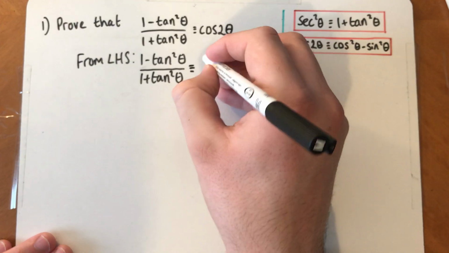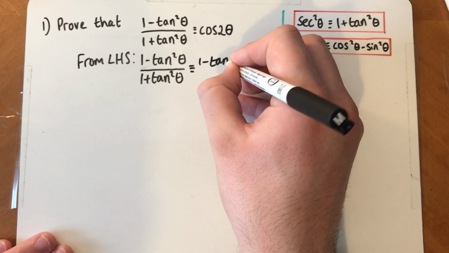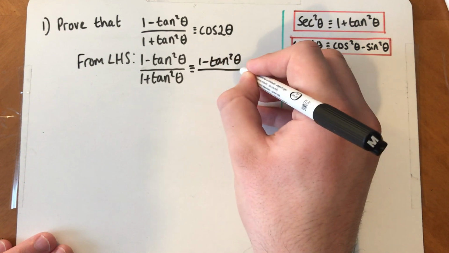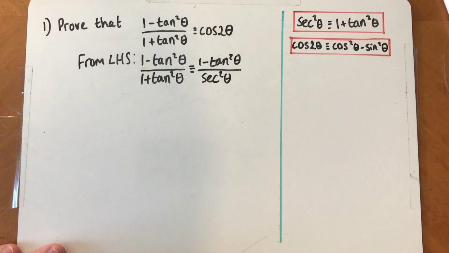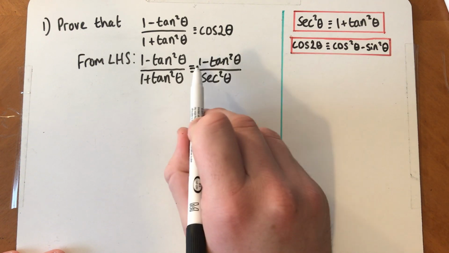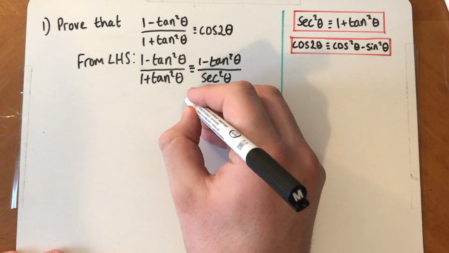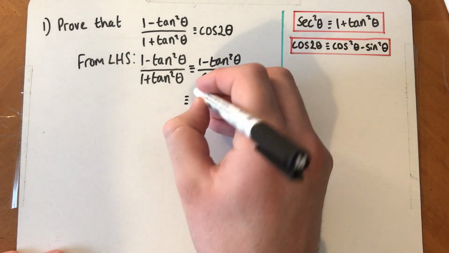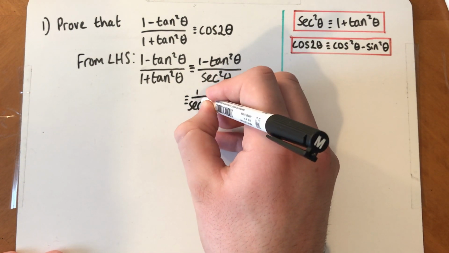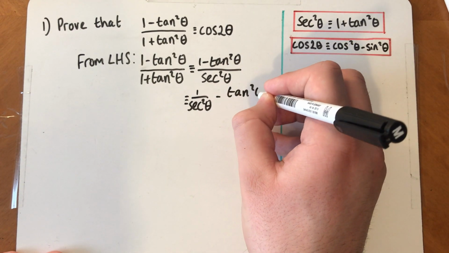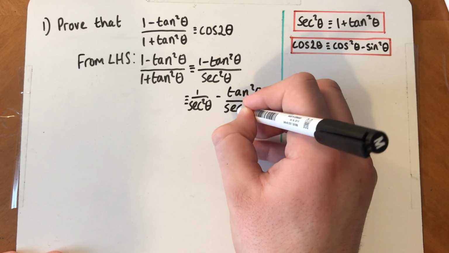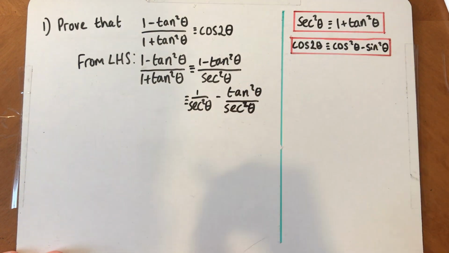So this is identical to 1 minus tan squared theta, which doesn't change, over the denominator, which we said is identical to sec squared theta. Now I can separate this fraction, because the two terms on the top share the same denominator. So this is identical to 1 over sec squared theta minus tan squared theta over sec squared theta.